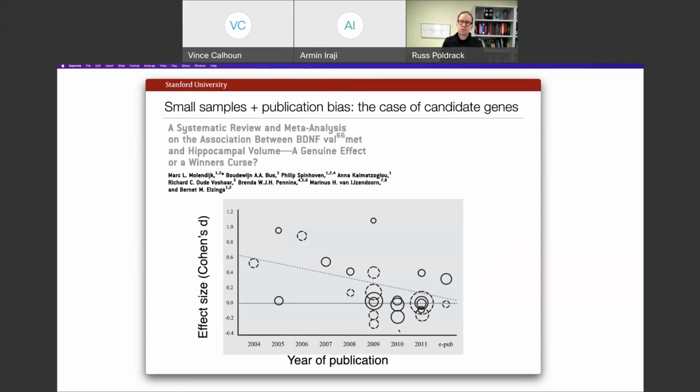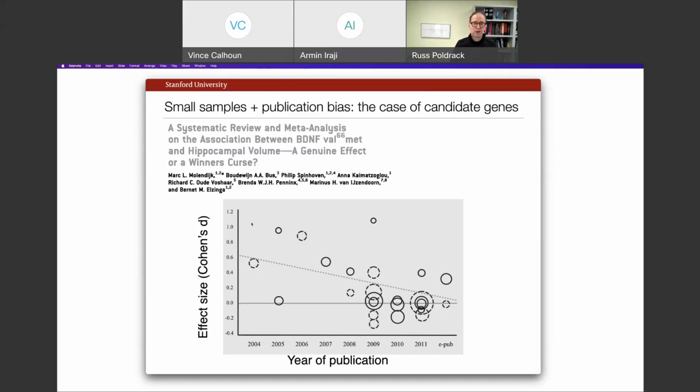And I think this is nowhere clearer than in the literature on candidate gene association. So starting around 2000, people started publishing associations between various phenotypes and polymorphisms in specific genes. This is an example, a meta-analysis of associations between polymorphism in the BDNF gene and hippocampal volume. What we see here is the effect size, the Cohen's d, which is the standard deviation effect size, by year of publication, and the size of the marker relates to the sample size.